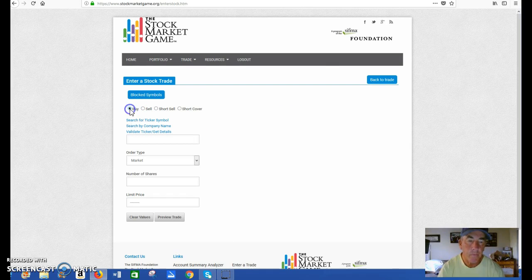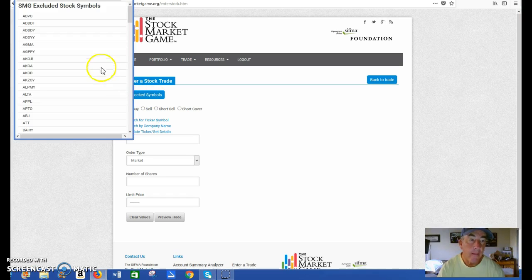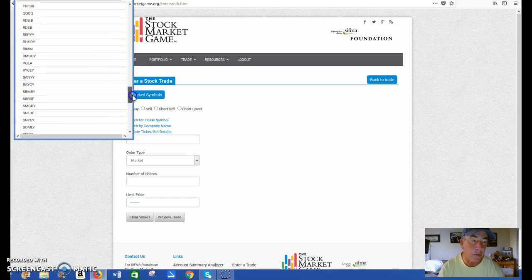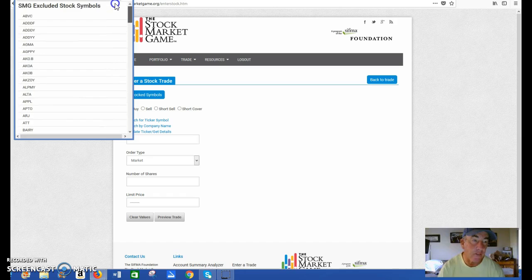All right, so I'm going to buy something. Block symbols, click on that. That means any of these symbols up here on the sides, these are symbols for companies. Any of these symbols, like say Apple, you're not allowed to sell or buy those stocks. These are excluded stock symbols, meaning you can't use them. So you have to find something that's not on this list.